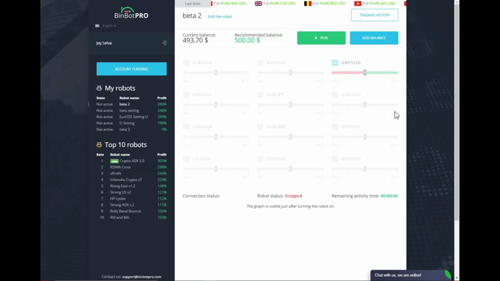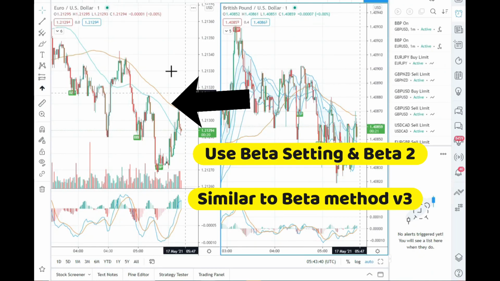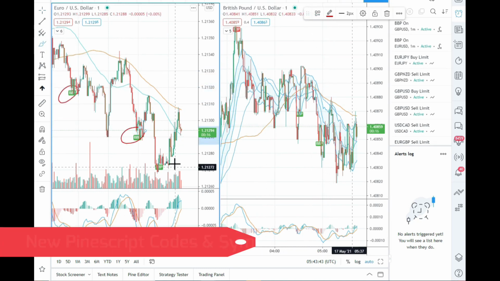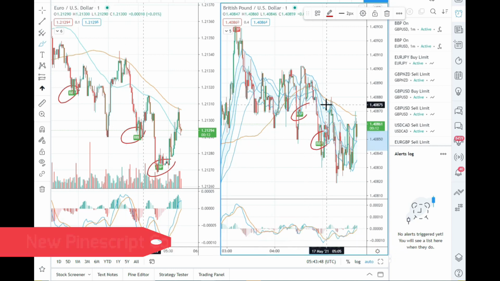If you can see right now, my balance stands at $493.70. If you're asking, I'm still using beta 1 and beta 2 settings, and this is my TradingView chart. The place where I circled is the new Pinescript code, instead of the old bomb alert that I used in the previous beta method v3.